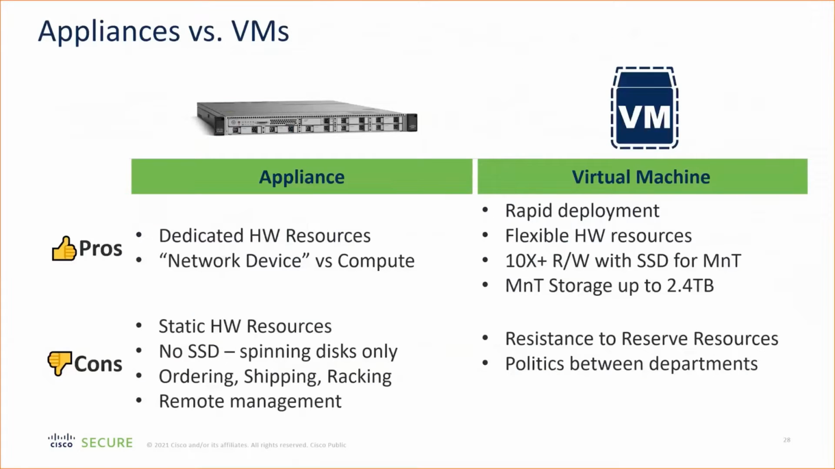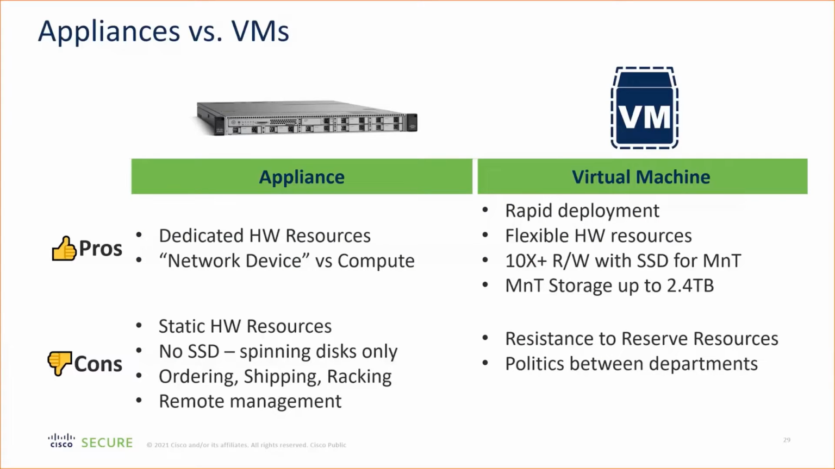So what are some of the pros and cons of appliances versus VMs? Well, with the appliance, you have your dedicated hardware resource, and you know who the clear owner is of all of that. You don't have to worry about which department owns what. They're static resources that everybody knows. With the virtual machines, you have a nice rapid deployment. You can just spin up a virtual machine and send that out as quickly as you can, just so you have the compute and storage resources available.